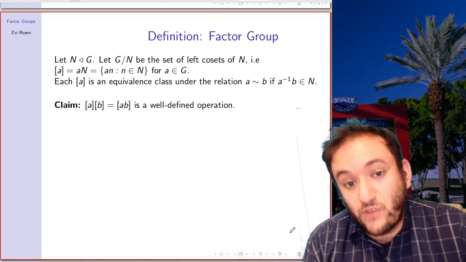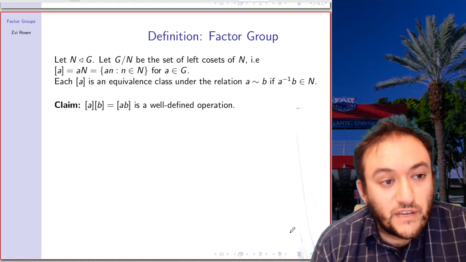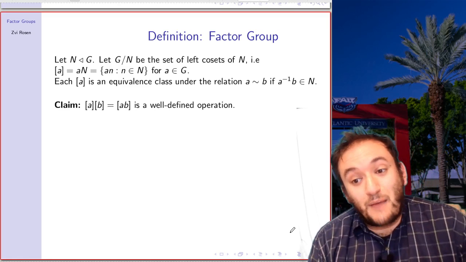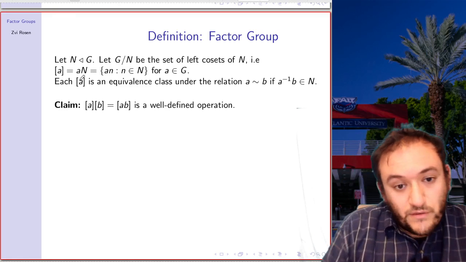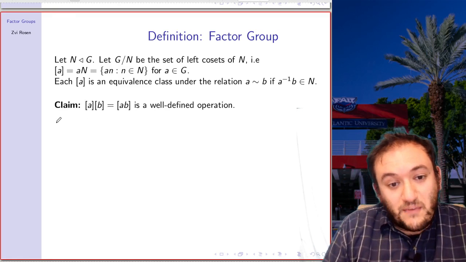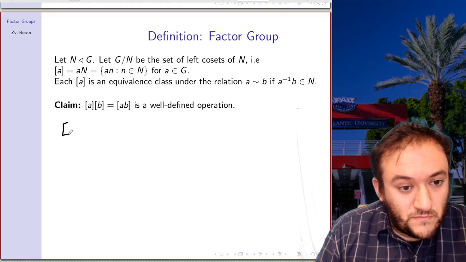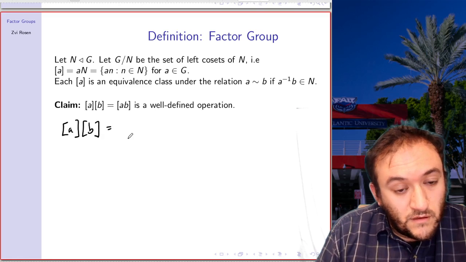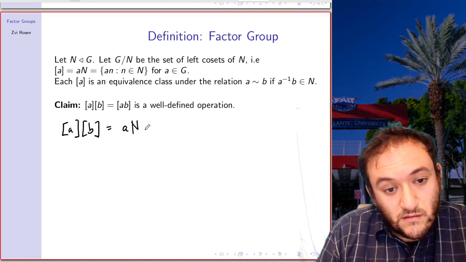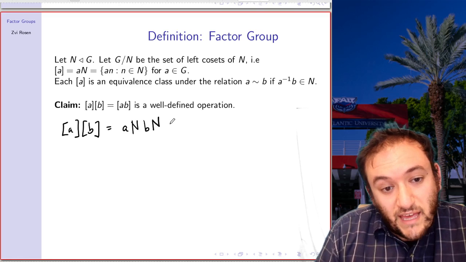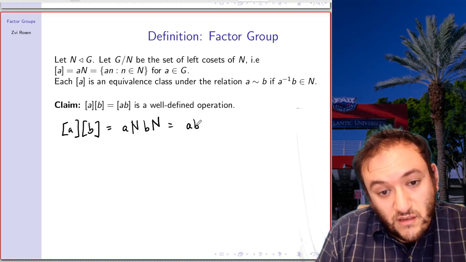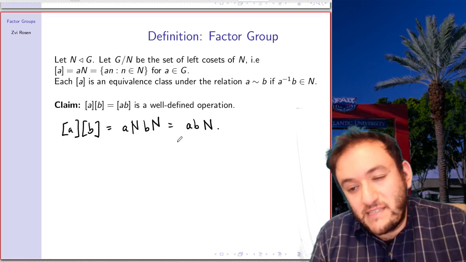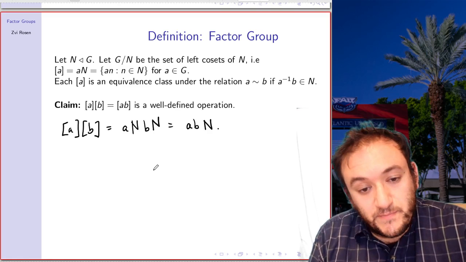We have the set of cosets, and this is something we already explored in proving Lagrange's theorem. But now we're going to put an operation on the set. So we have aN bN equals abN is a well-defined operation. In other words, aN bN maps to abN. Okay? And what do we mean by saying this is a well-defined operation?